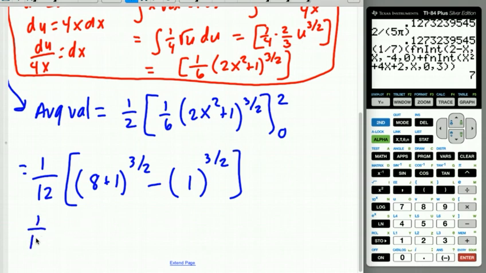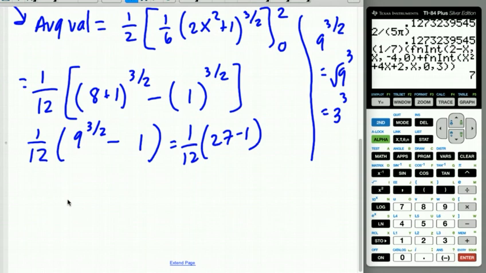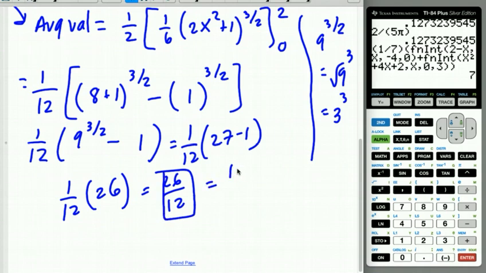So I'm going to get that this is a 1/12. So 9 to the 3/2, we already saw in a previous example, is something that we can deal with. Just as a reminder, if we separate the work here for a sec, 9 to the 3/2 is the same thing as the square root of 9 to the 3rd. That's a 3 to the 3rd. So I get that this is a 1/12 of a 27 minus 1. That's a 1/12 times a 26, or 26 over 12, which is an okay answer. You could also cancel a 2 and get that this is 13 over 6.